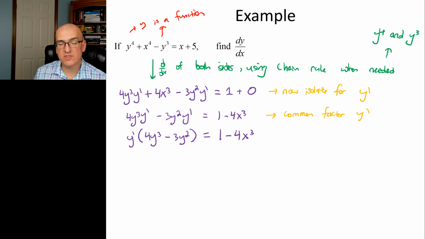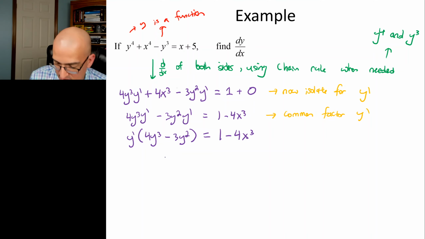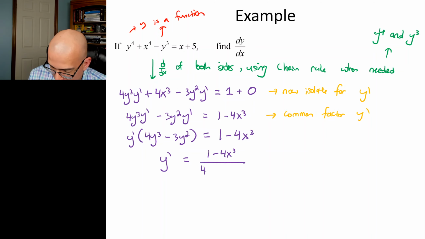And now we're actually almost done. We have y prime, the thing that we're after, the target of our desires, multiplied by stuff that we don't want with it. It's interfering. Get it out of the way. How do we get it out of there? Well, we divide both sides by that bracket. We bring the 4y cubed minus 3y squared down underneath on the right-hand side. So divide both sides by that, and we get y prime is equal to 1 minus 4x to the power of 3, all divided by 4y to the 3 minus 3y to the 2. That's our answer.